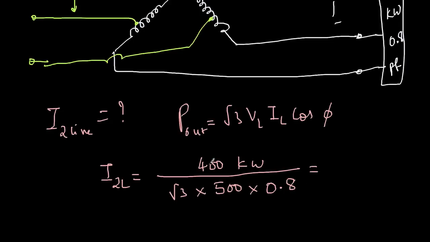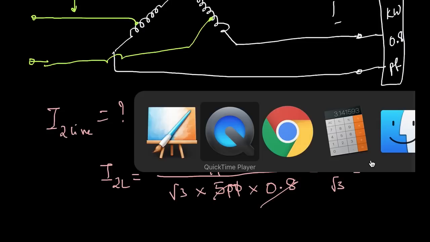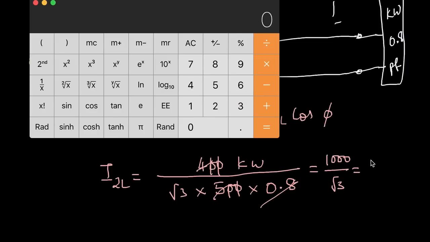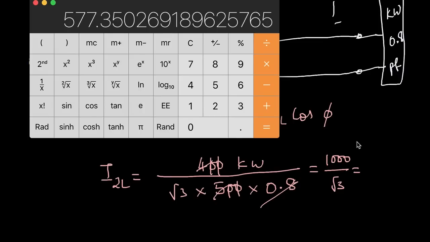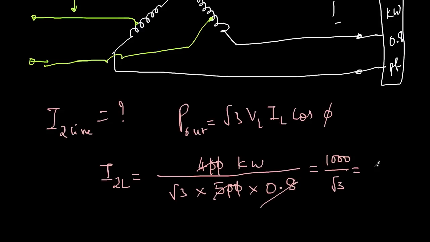This is kilo also, just make a note of it. So I'll just strike off these zeros. 5 into 0.8 is actually 4, so this also I can strike off. So finally it is 1000 by root 3. How much is that? Let me just go to the calculator. 1000 divided by square root of 3 is equal to 577.35 amperes. I'll just round it off to 577 amperes.